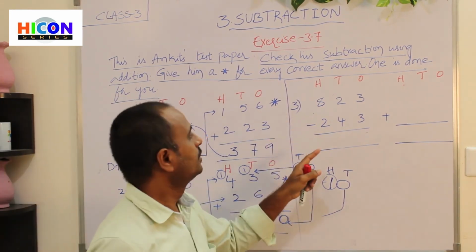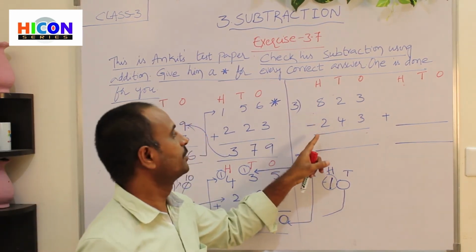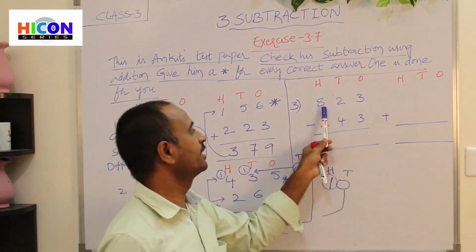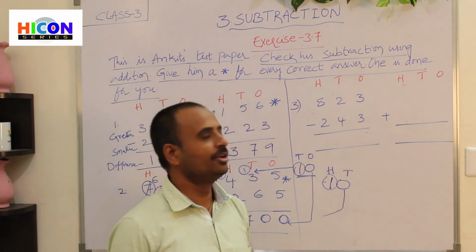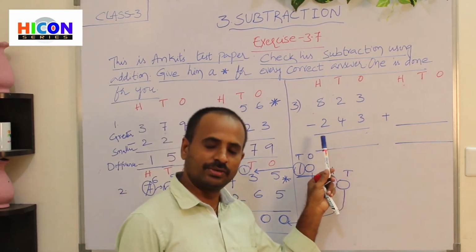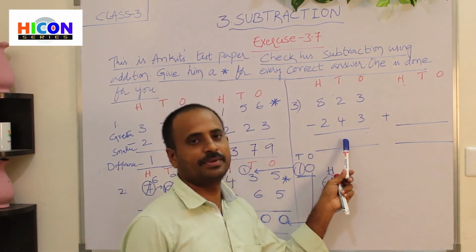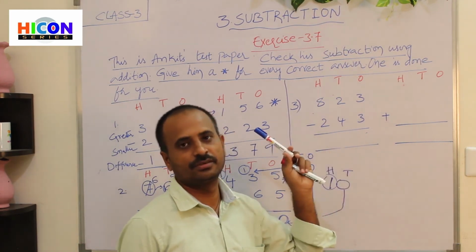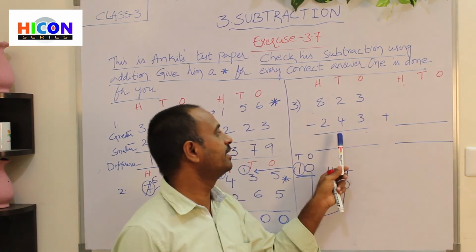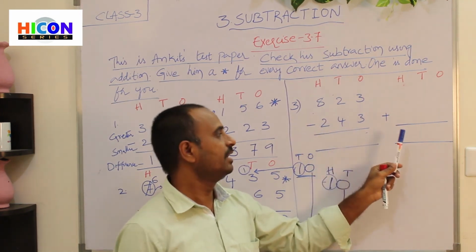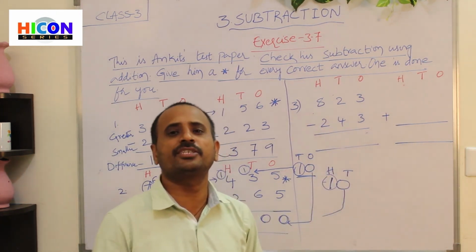Third problem. So there are 2 numbers given in the third problem. That is, first number is 823. Second number is 243. Now we have to subtract these 2 numbers and verify our subtraction by using addition. So if we add the second number to the difference and if we get the first number, our subtraction is correct.